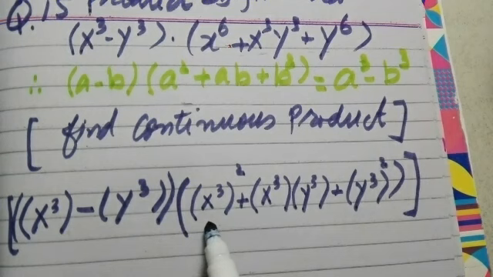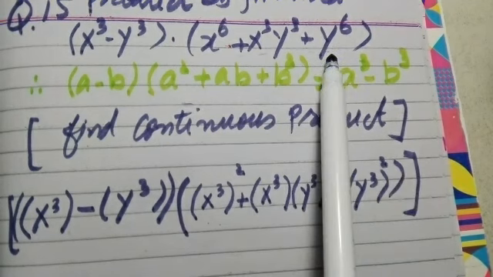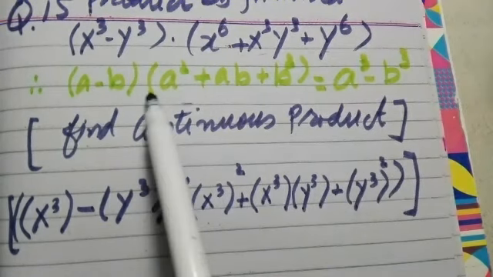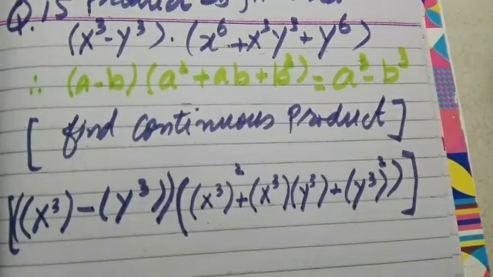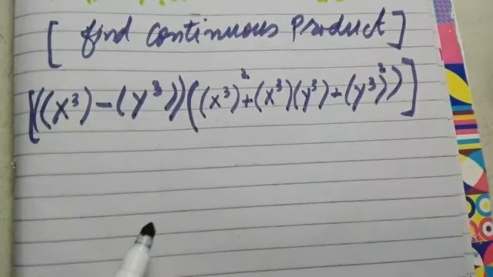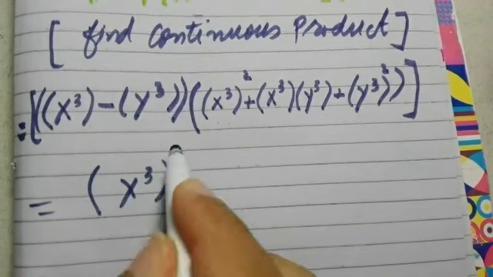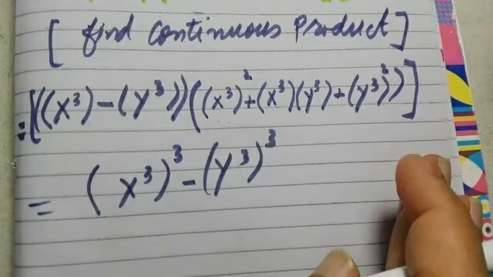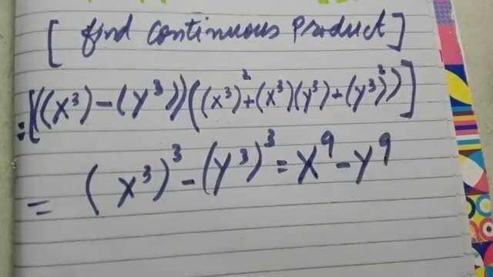It is just one line arrangement. x6 will be written as x3 square and y6 will be written as y3 square. So we have arranged the question according to this formula. So once the left hand side of the formula is fulfilled, you can directly write first term cube minus second term cube. This we have done because of the formula. It is the answer. The question is over.